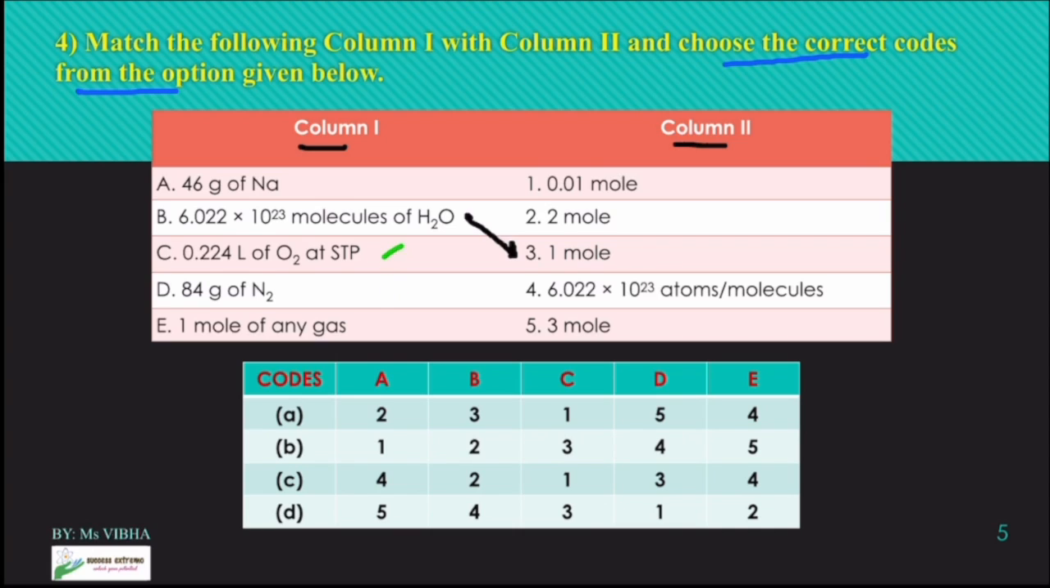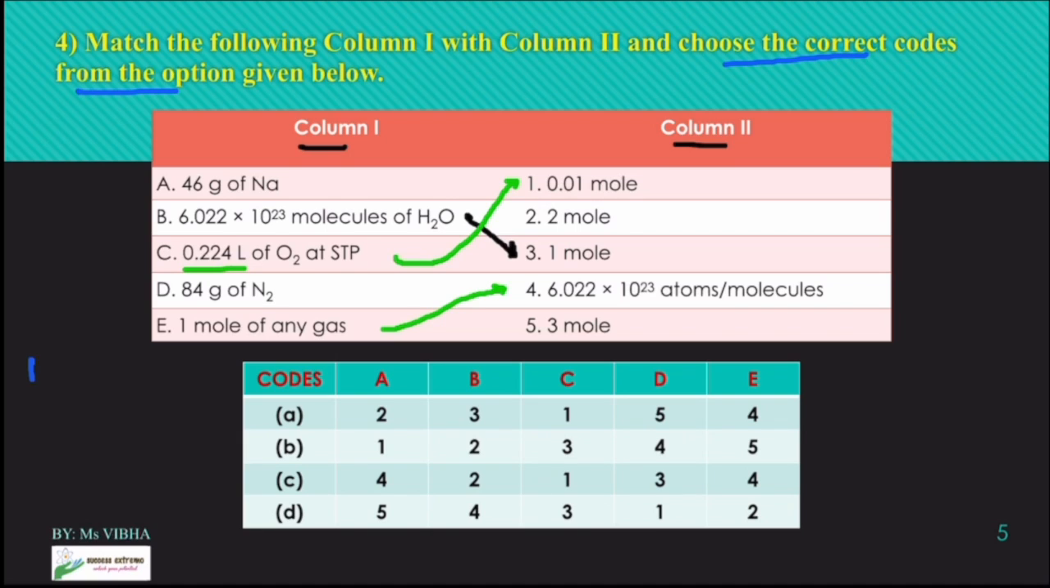For these options, we have to look. Whatever easy options I am able to get fast, I'm trying to do that first. That is, 1 mole of any gas is equal to Avogadro number. Now I can see 0.224 liters of oxygen. I know 1 mole is equal to 22.4 liters of oxygen. So it is 2 points behind, so it will automatically be equal to 0.01 mole.